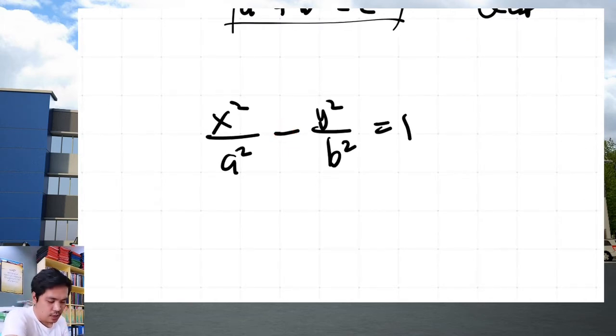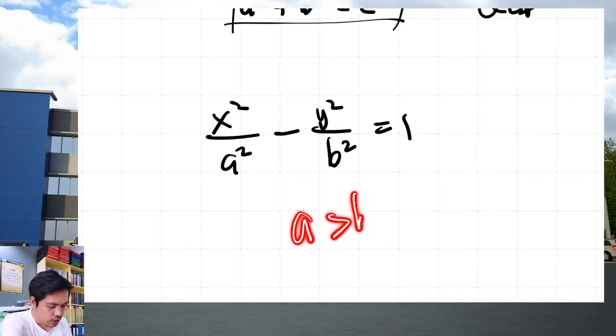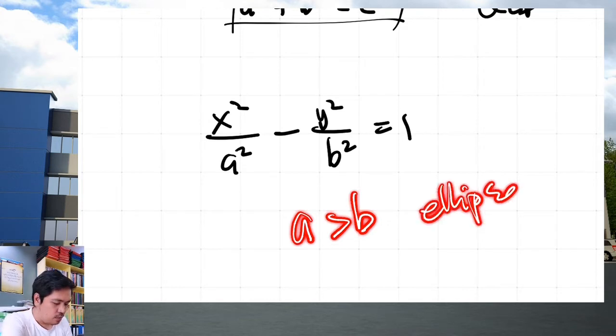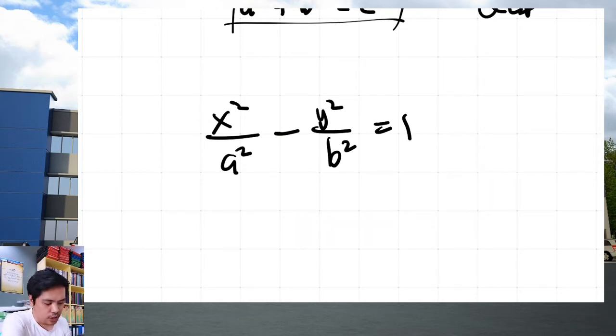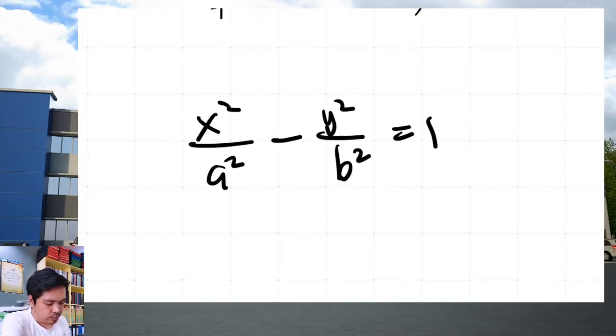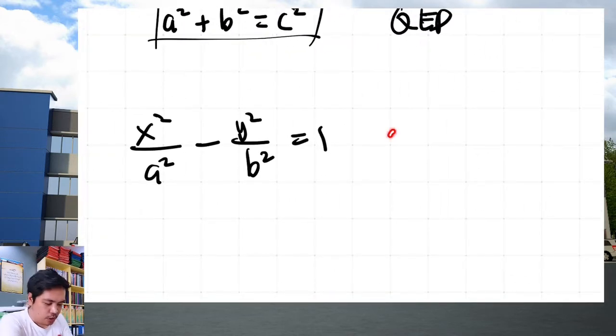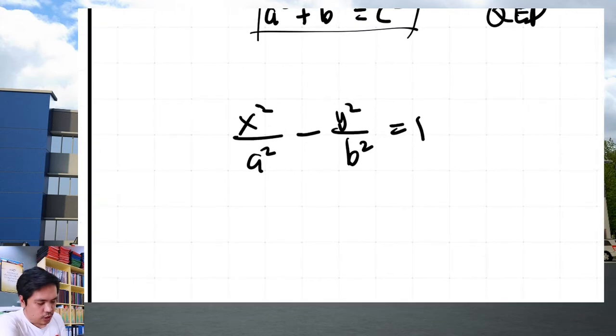In the ellipse, the major axis should be greater than the minor axis, or A should be greater than B. But for hyperbola, it doesn't matter, so A could be greater than B. I will illustrate later. So this is for a hyperbola with center at the origin and opening sideward, so its orientation is sideward.